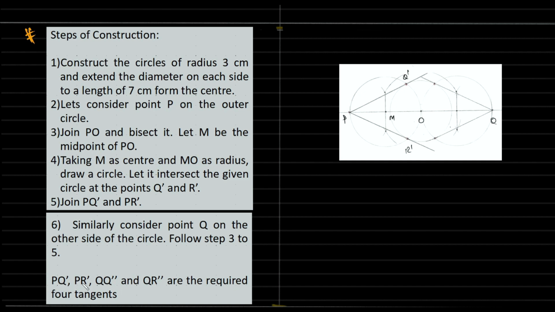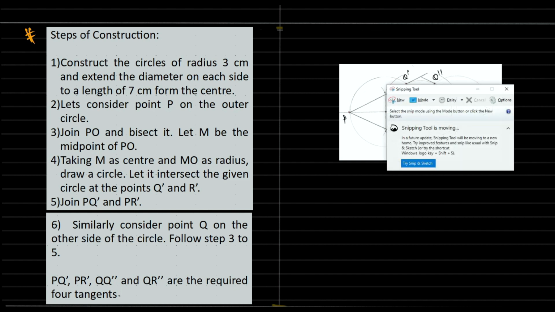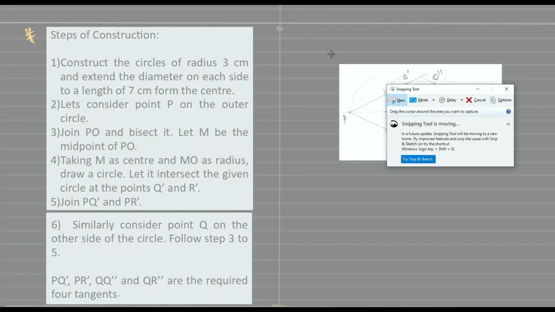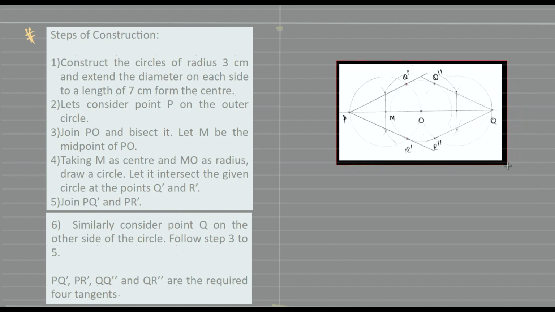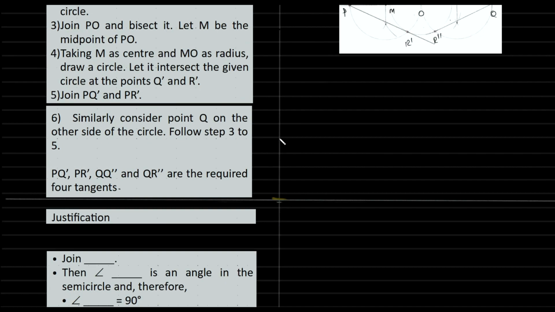And PQ dash, PR dash, QQ dash, QQ double dash, and QR double dash are the required 4 tangents. So that is your steps of construction, right? And now on to justifying this.